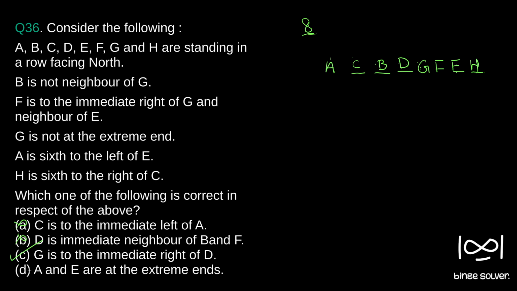So I'm just going to verify, analyze the D option also. A and E are the extreme ends. A is one extreme end and H is the next extreme end, not E. So that is also false. So only option correct is C. So solution to question 36 is C. G is to the immediate right of D.